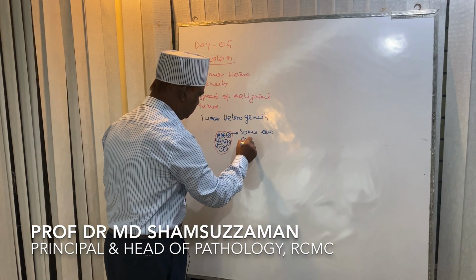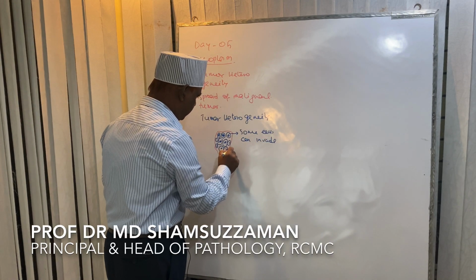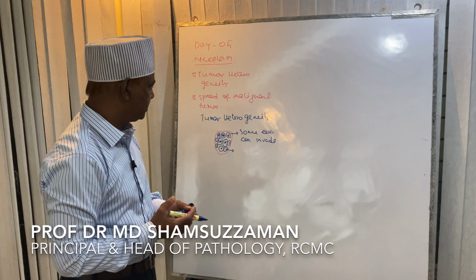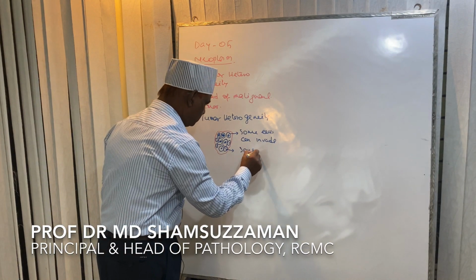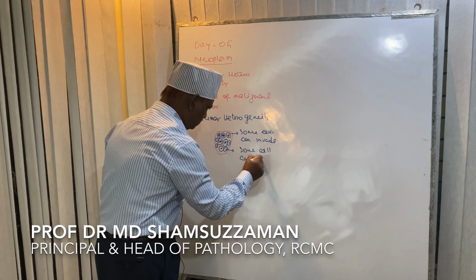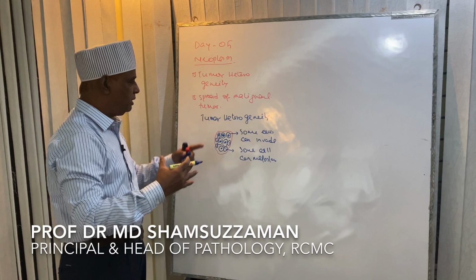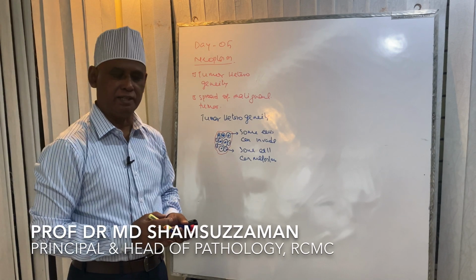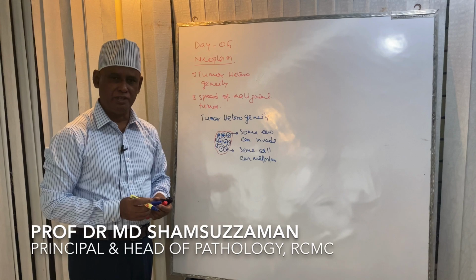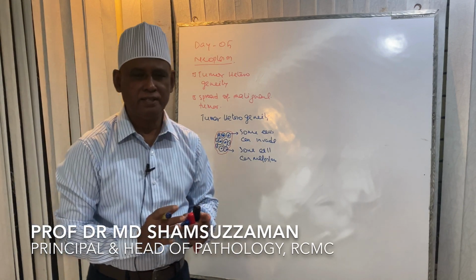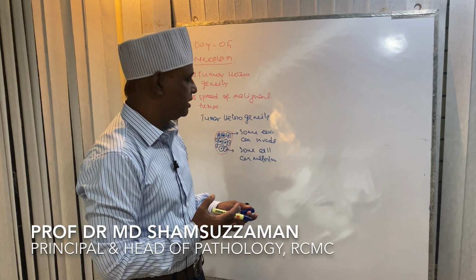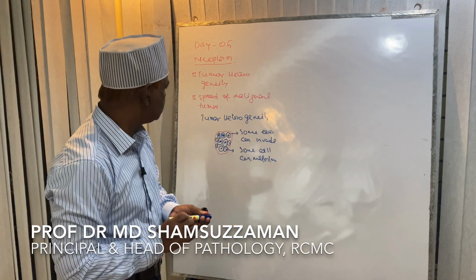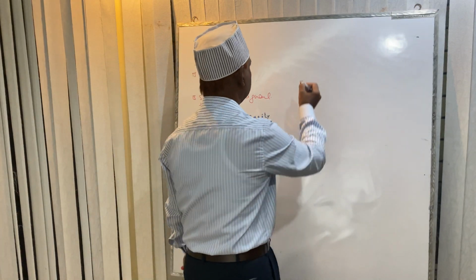Some cells can invade and some cells cannot invade. Again, in a malignant tumor, some cells can metastasize and some cells cannot metastasize. This is known as tumor heterogeneity, that is, the cells are not homogeneous regarding their different characteristics, rather these are heterogeneous regarding their different characteristics. This is tumor heterogeneity.